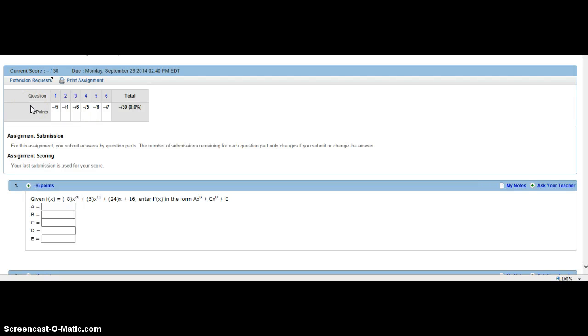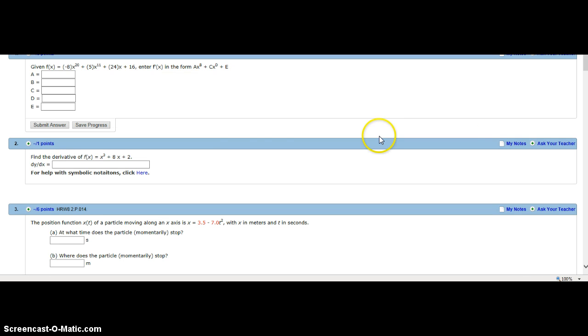I just wanted to give you a couple hints about the derivatives WebAssign. The first one is really just a math question. F primed of x is the derivative of f of x. So you take the derivative of your function and you enter the numerical values for each of these in the 5 boxes. So that is that.